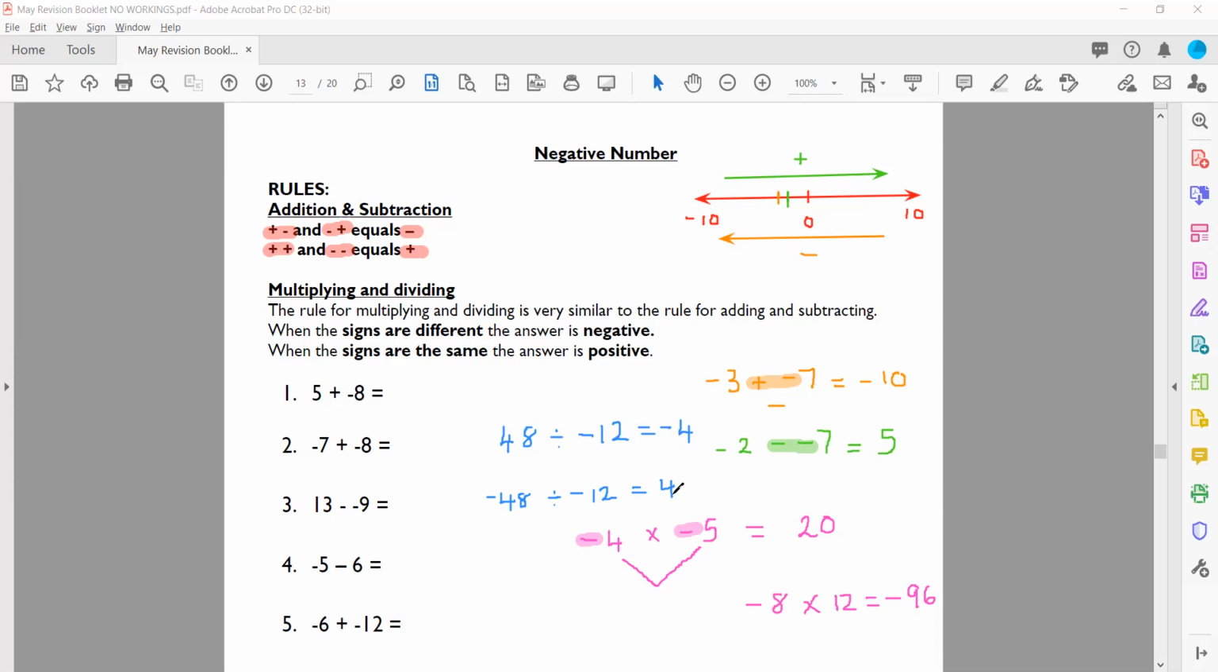So with multiplying and dividing, do the sum, then look at the signs and decide what the outcome of your answer will be. With addition and subtraction, look at the signs that are sitting next to each other in the sum and use those to determine whether you need to add or subtract. And remember which way along the number line you are moving when you are doing this. And don't be scared to draw yourself a number line there to help.